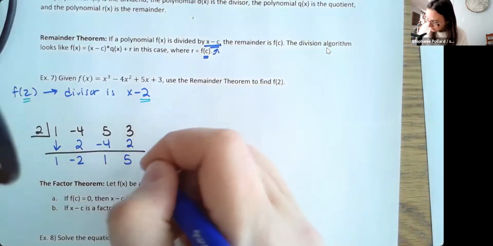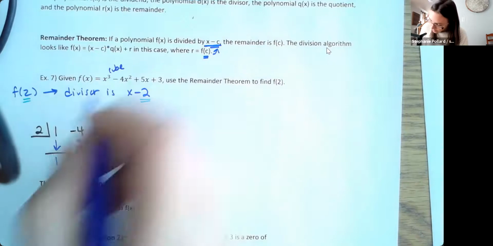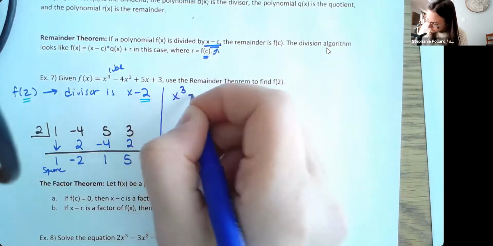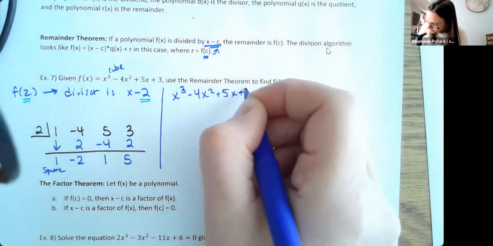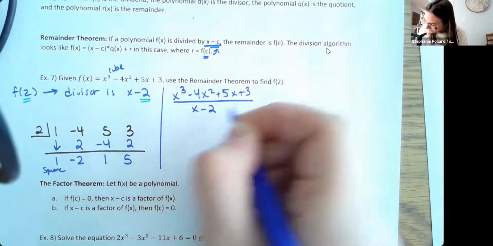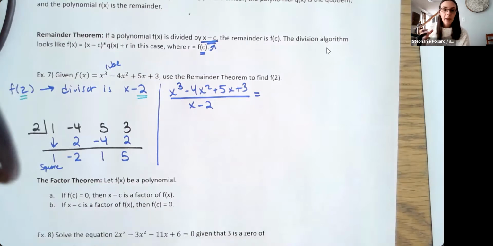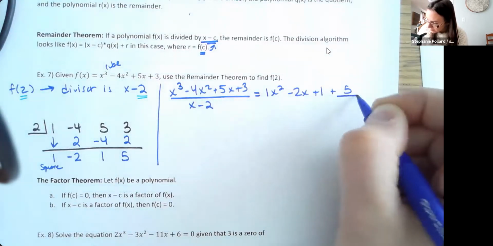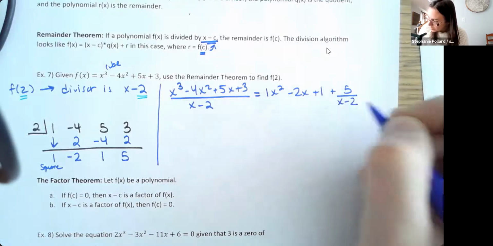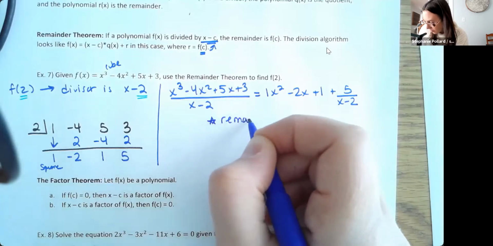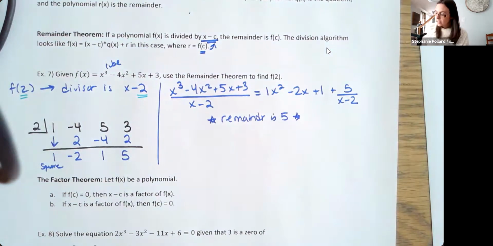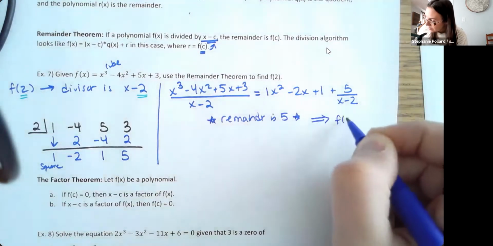So if I write out my answer here, this was a cube, so I'm going to start with a square. Then I get that my original function divided by my x minus 2 divisor, my answer is going to be 1x squared minus 2x plus 1. And then my remainder here is this 5, right? This 5 over x minus 2. So in this case, my remainder is 5, just looking at that value. So what this tells us then is that f of 2 is equal to 5.